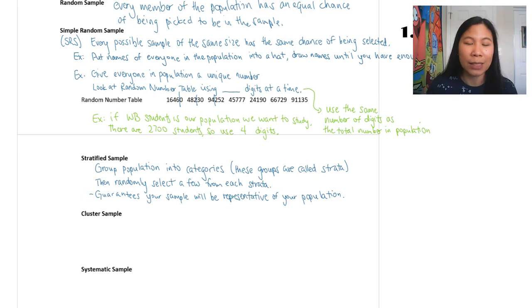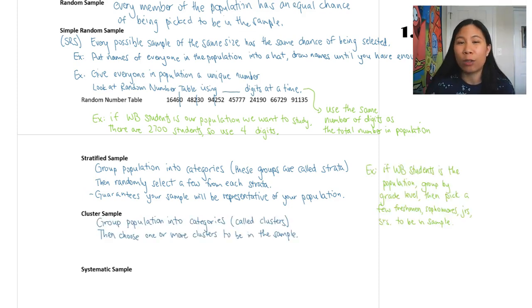The cluster sample is kind of similar to stratified, and a lot of people mix these two up, so you want to be careful with this one. In the cluster sample, you're still going to group the population into categories first. The categories you've grouped them into are also called clusters this time. So in a cluster sample, we have groups called clusters. In a stratified sample, we have groups called strata.